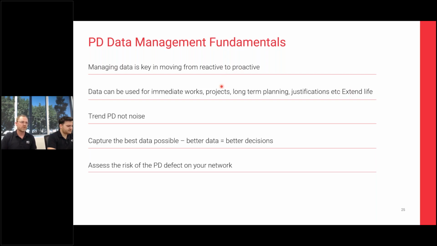Or you may have a switchboard that you didn't think you had any problems and it's got a lot of problems. So that will justify bringing forward a project, bringing forward the replacement of that asset. That all goes into your long-term planning, also short-term and medium-term planning. This data can be used for justifications as well. So just say you had 40 ring main units out in the real world. They're not due for replacement just based on age until 20 years time, but you're having problems with them and they're posing a risk to your network.